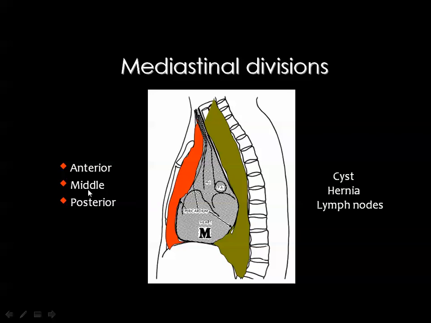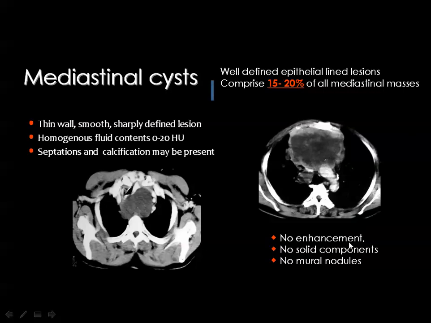Then the constant findings in each mediastinum are: each mediastinum should have a cyst, a hernia, and a group of lymph nodes. Anteriorly, we have cyst, hernia, lymph nodes. Middle mediastinum, cyst, hernia, lymph nodes. Posterior mediastinum, we have cyst, hernia, lymph nodes. Then we start with the mediastinal cysts.